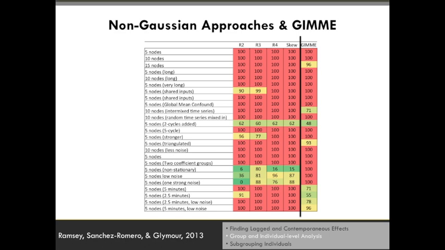How does it work? Well, Joe and colleagues here have just published a paper comparing some non-Gaussian approaches. And using the same metric, I added GIMME to his table, actually. And so we have GIMME here on the right. And we see that, just in general, I don't want to pick this part apart because this isn't a methods talk. I'm going to get to the application. But in general, we're doing all right. This is recall of edges. And we're doing OK. There are some areas where the non-Gaussian are doing better, but there's some where GIMME is doing better.